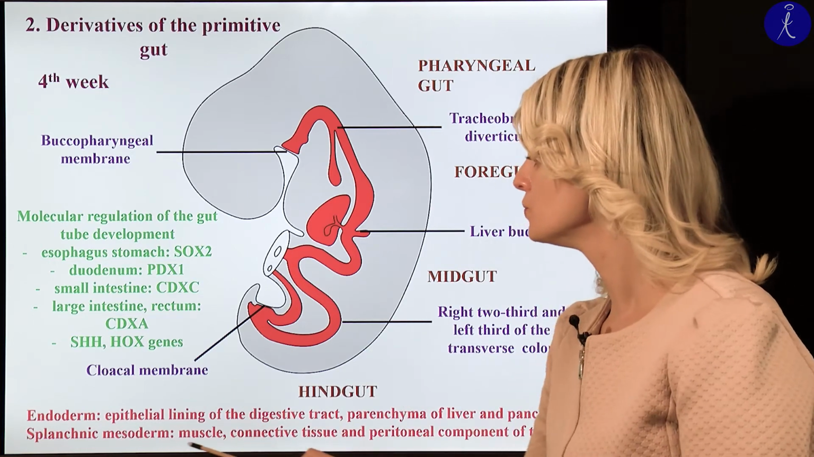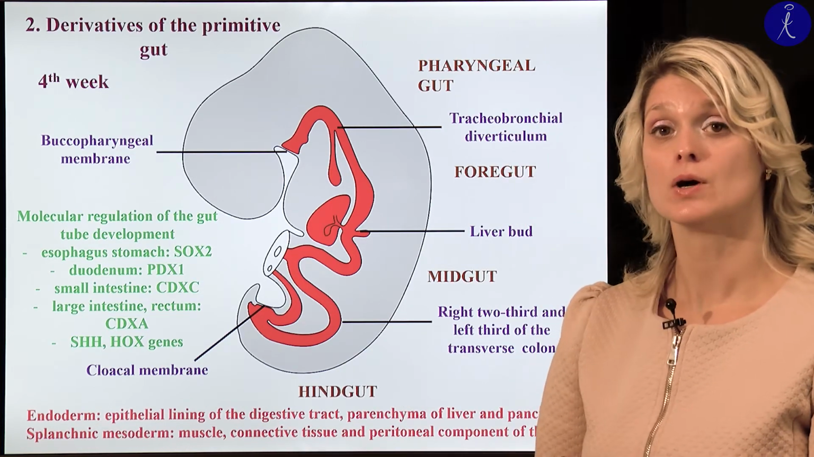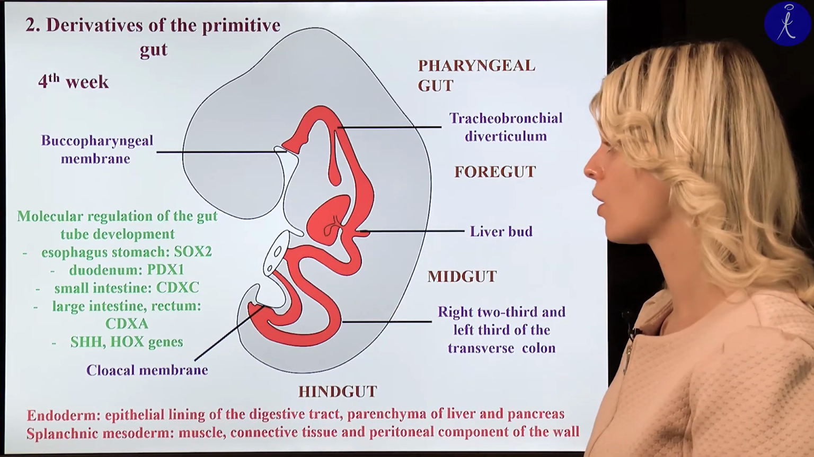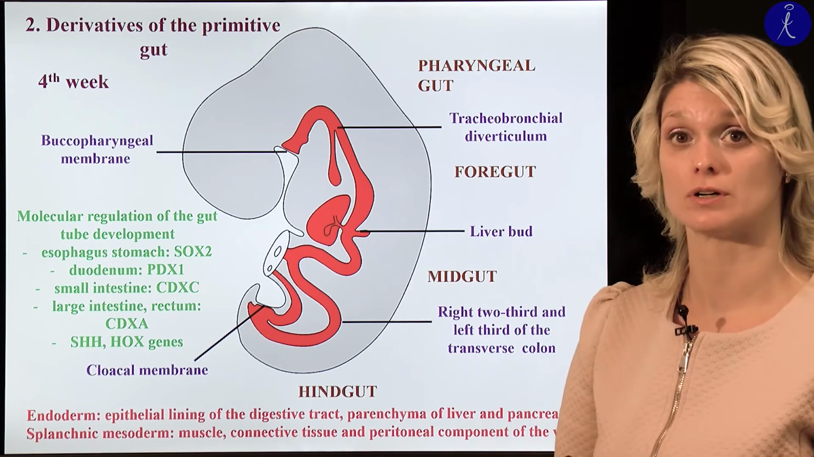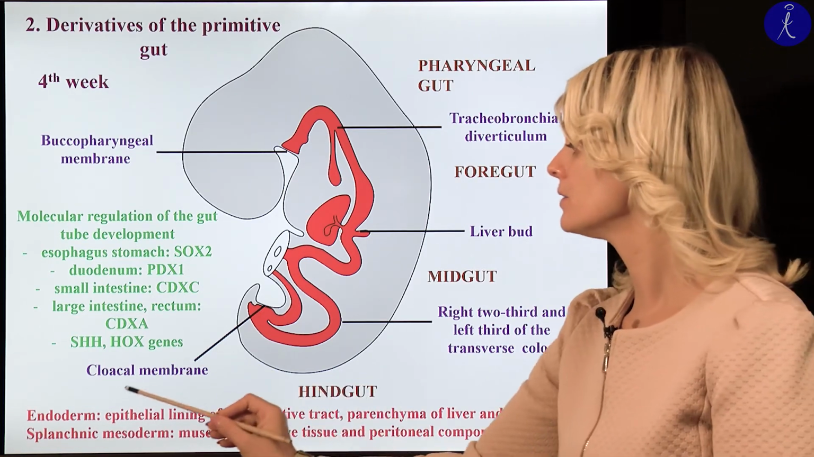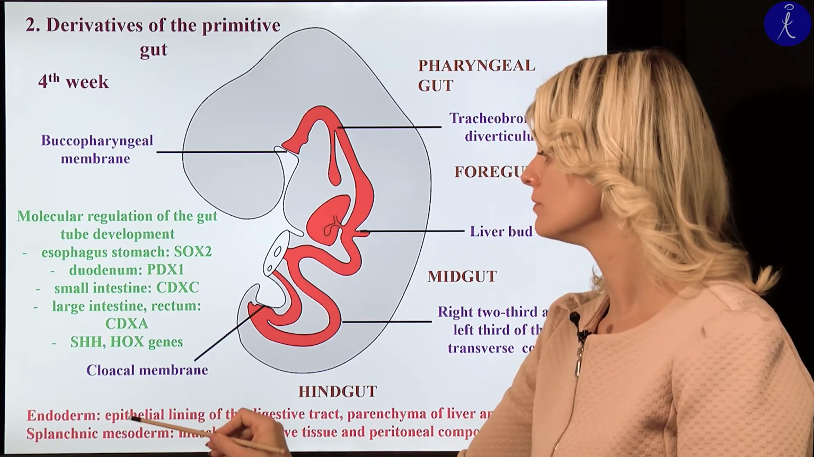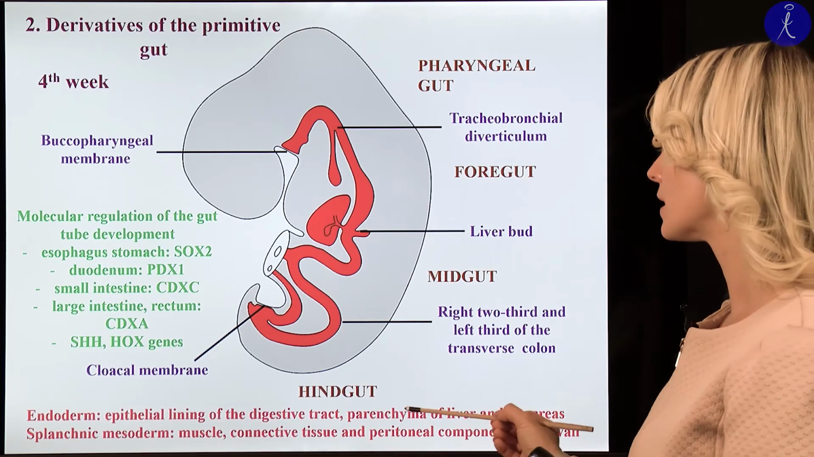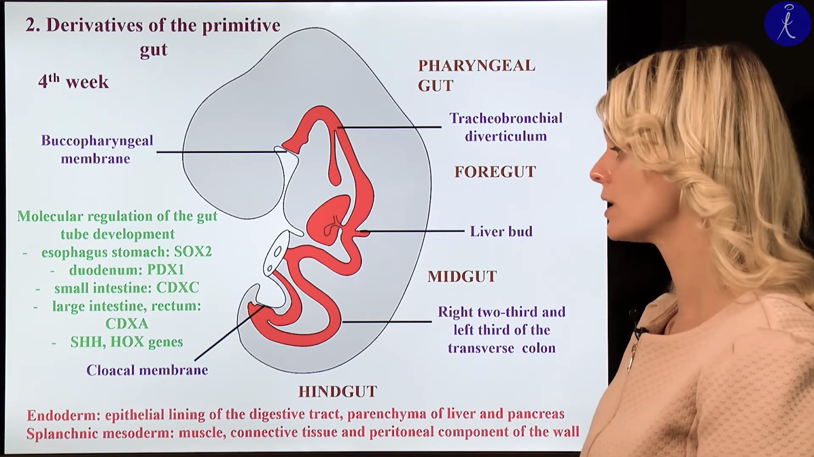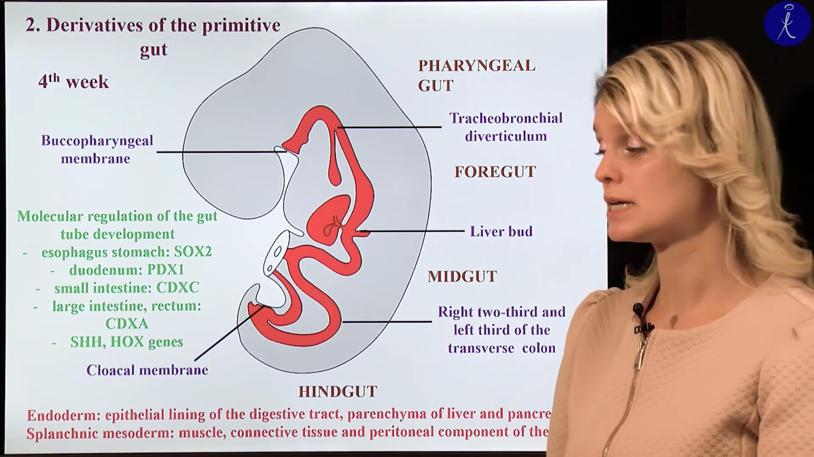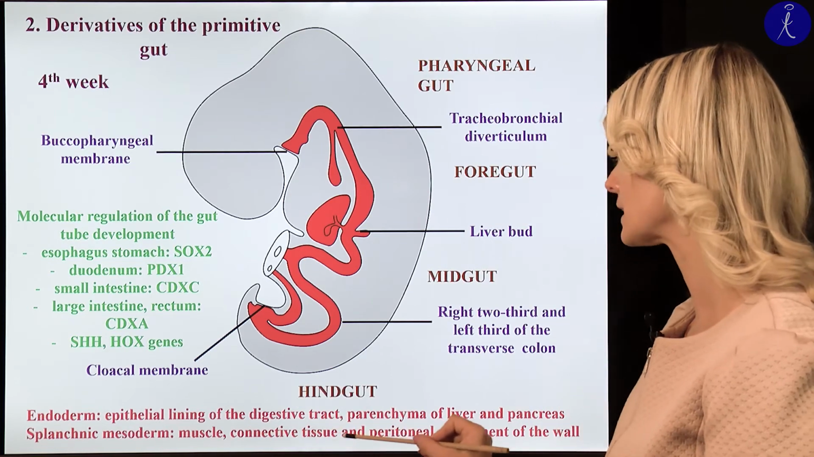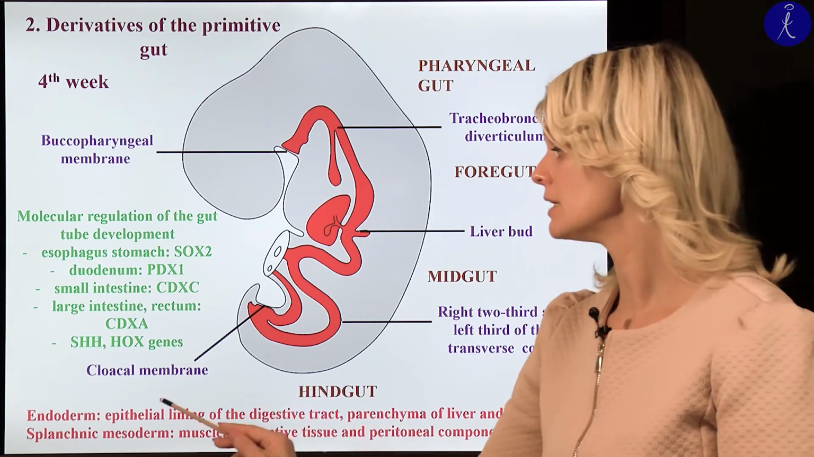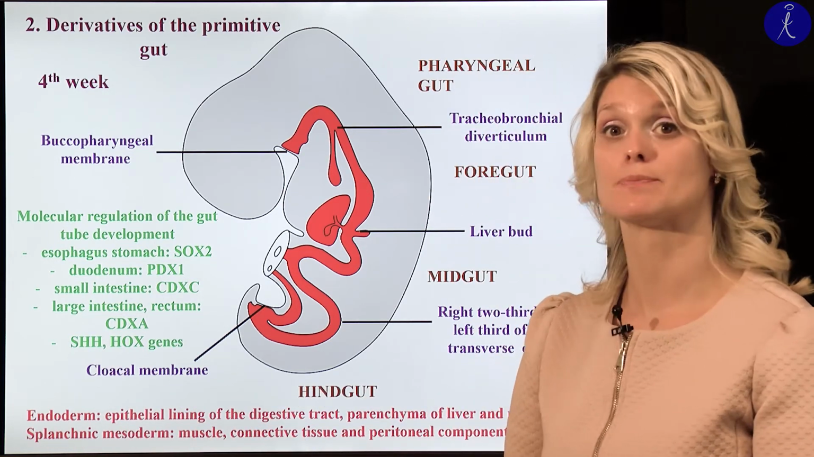Here you can see 2 main sentences which summarize the origin of the different layers of the gut wall. From the endoderm will develop the epithelial lining of the digestive system and the parenchyma of the liver and the pancreas. But the other parts, for example, the muscle, the connective tissue, and the peritoneal layer of these organs, will originate from the splanchnic mesoderm.